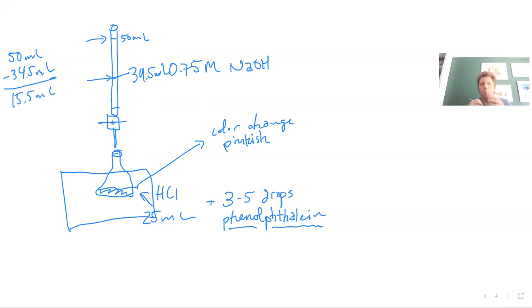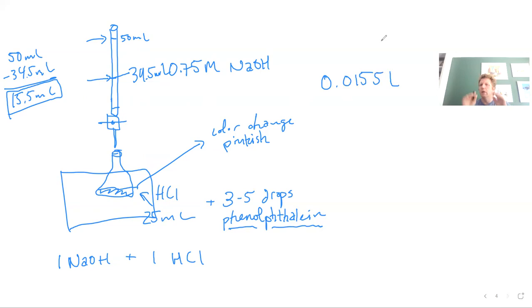So when I have a volume and when I have a concentration, then I can figure out the number of moles. And we know that our reaction is 1 mole of sodium hydroxide to 1 mole HCl. So what I want to do is take my volume, 15.5 milliliters, and I'll say 0.0155 liters. Keep in mind, this is just an example volume that I'm doing just for the sake of the calculation.